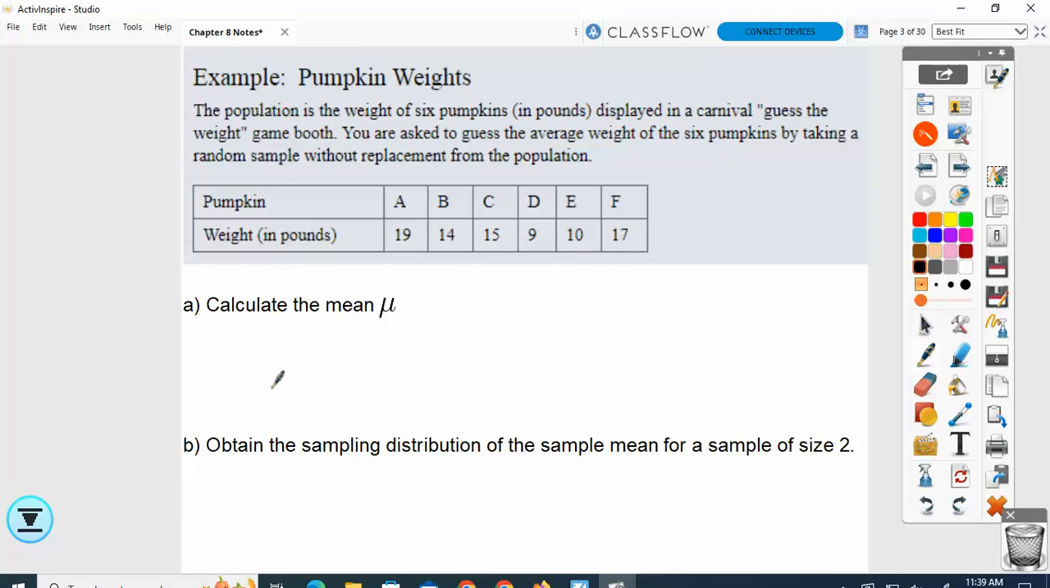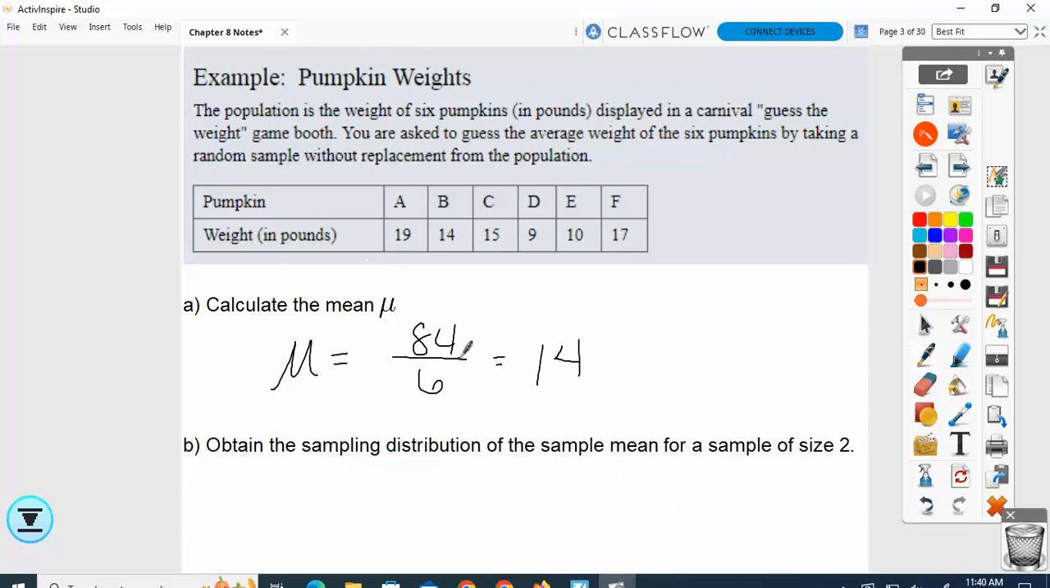All right, how do we find that out? Add them all up, and we would have to divide by 6 for the 6 pumpkins. 84 divided by 6 is 14. So the true average is 14 pounds.